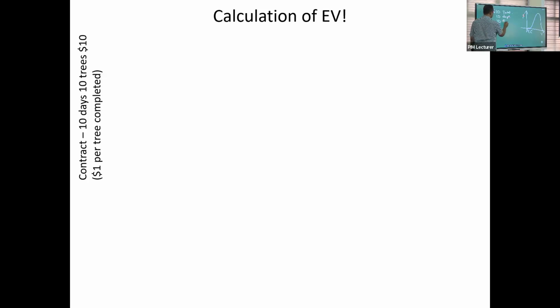Project, 10 plants, and you earn $1 per planted plant. 10 days is the project time. $10 is the project cost. He has to plant 10 trees. Every tree you plant and show me every day, I will give you $1. So in 10 days, you finish your 10 plants. So that is the scope.